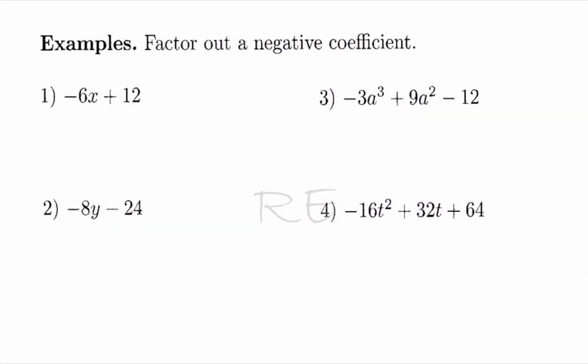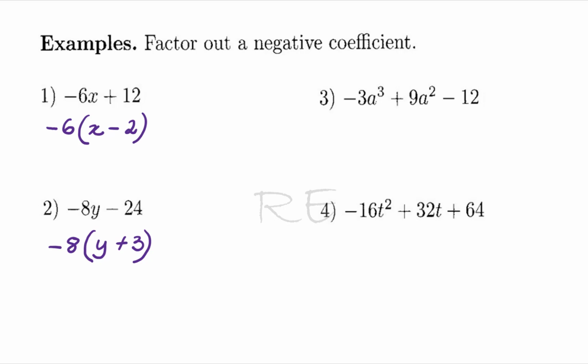For the next slide, we're gonna factor out the negative coefficient. We may choose in some circumstances to factor out the negative coefficient. For example, if we choose to factor out -6, we'll obtain x minus 2. If we choose to factor out -8, we will obtain y plus 3.